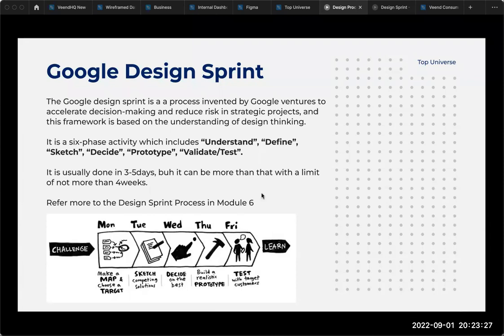And I told you, a design sprint is done at the beginning of a project or product, or when you are having a blocker and you can't move forward. So, okay, let everyone come and understand how this project will work. That's when you use design sprints. So you can refer more to module 6.